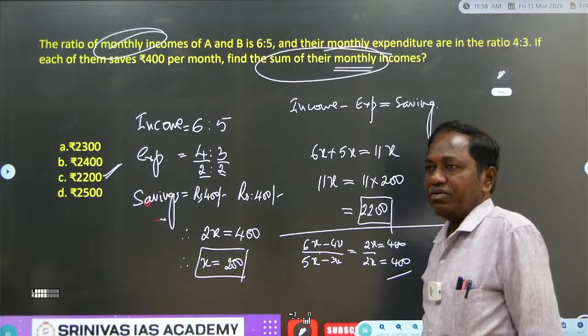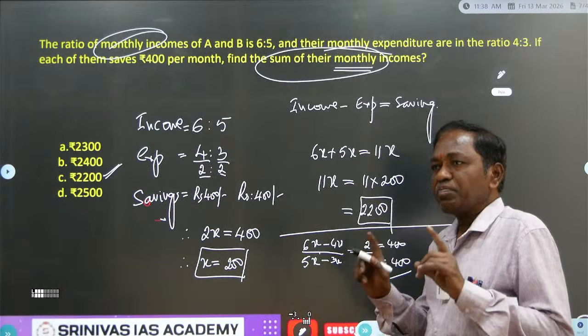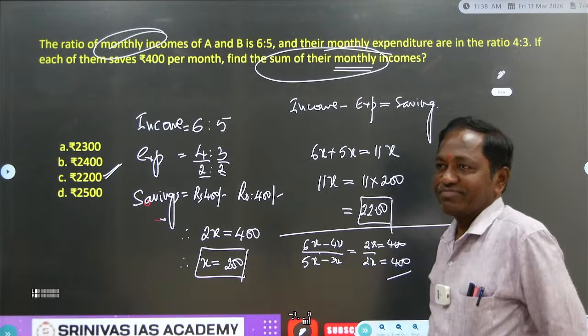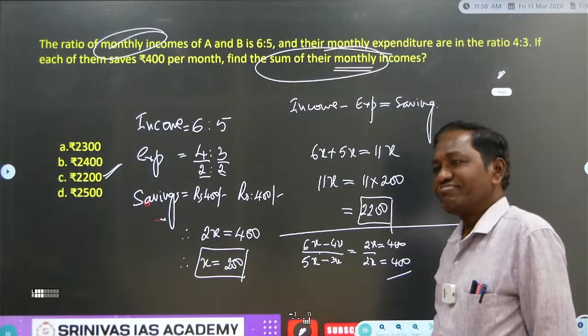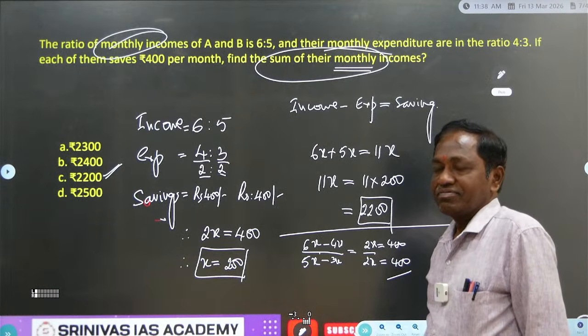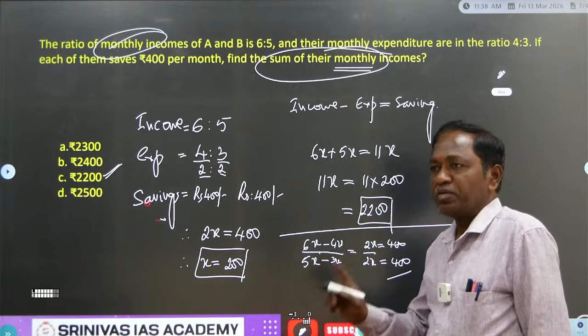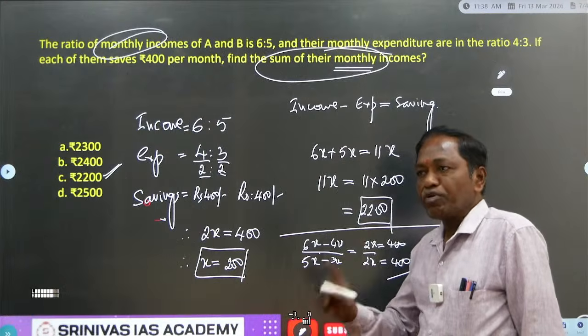Because see, why is it so? Ratios and averages are not representing the correct values. If the savings are different, then it is wrong. If savings are equal, that's right. Ratios and the averages do not represent the proper values.